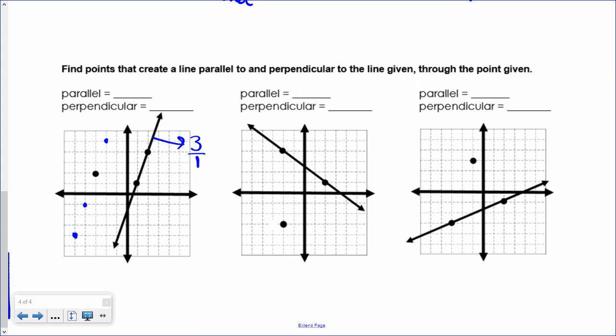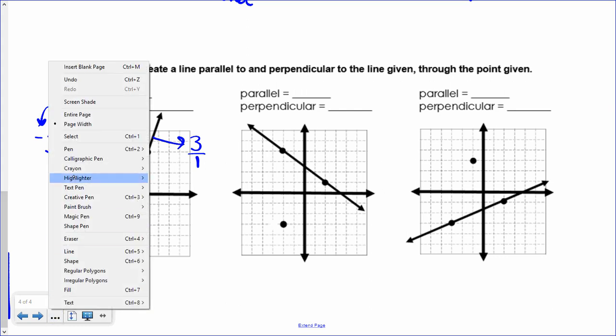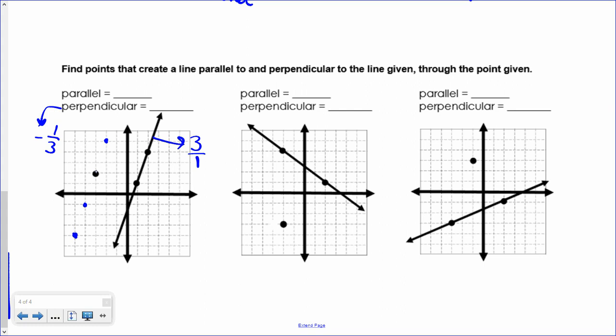Okay? Now, for perpendicular, am I going to do the exact same thing? No. I have to change the slope. So what would the perpendicular slope be? Negative 1/3. So find that perpendicular slope, and then your next points are going to be based on that. All right, so for perpendicular, you would go down 1 and over 3. Or up 1 and left 3. That's the perpendicular. So again, I want you to graph all the options, but just write down one, your favorite.